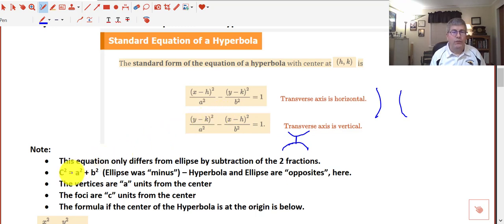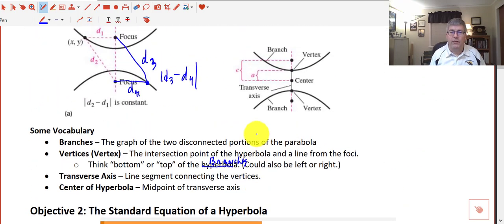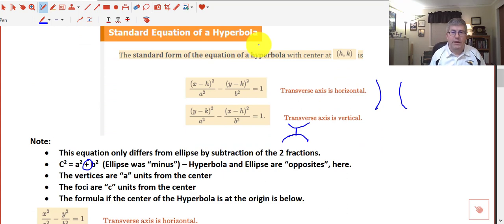We will also use c squared equals a squared plus b squared. Now remember, in the ellipse it was c squared equals a squared minus b squared. So they're opposites here, but the only thing that changes is that plus sign. The vertices are a units from the center, and the foci are c units from the center. And we saw that in our previous diagram. We can use that then to calculate b if we needed to.